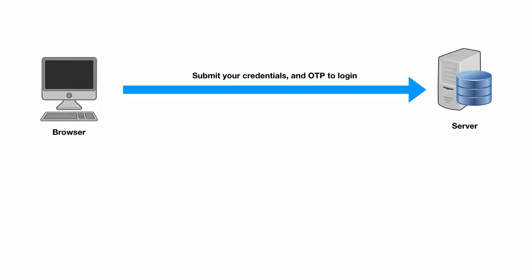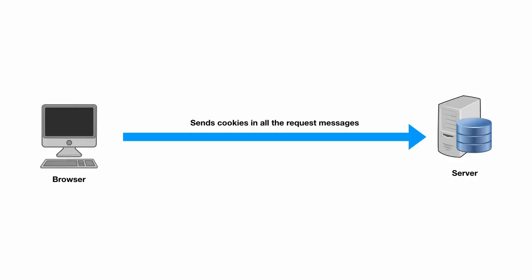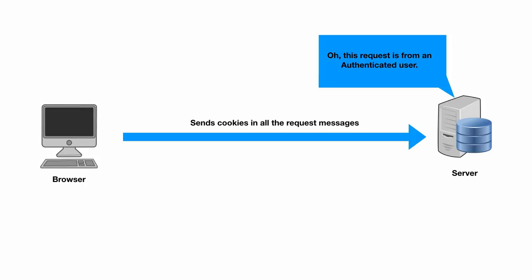When you log into your Facebook account by submitting your username, password, and additionally a one-time password, your browser sends these parameters to the Facebook server in a message. Facebook then validates these credentials, generates some cookies, and sends them back as a response. Every time your browser makes a request to facebook.com, these cookies are sent to the server. These cookies uniquely identify you as an authenticated user. Therefore, you're not prompted to enter your username and password again and again as long as you include these cookies in your requests to the Facebook server.